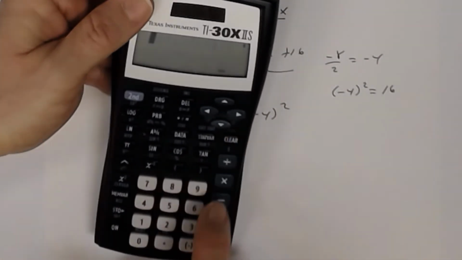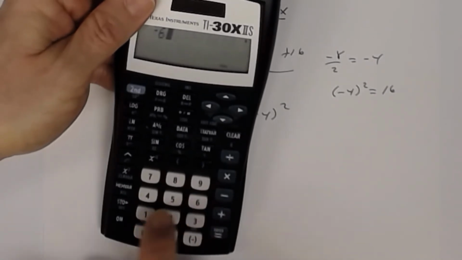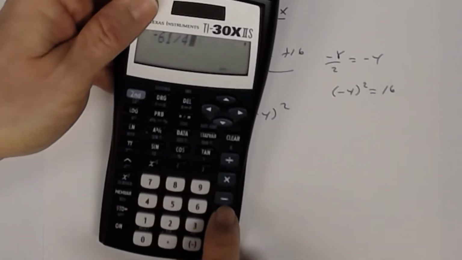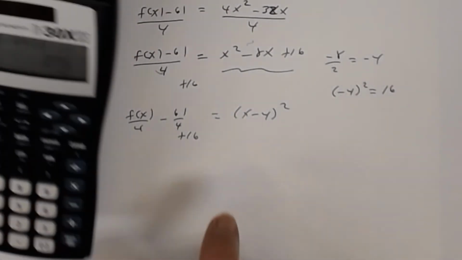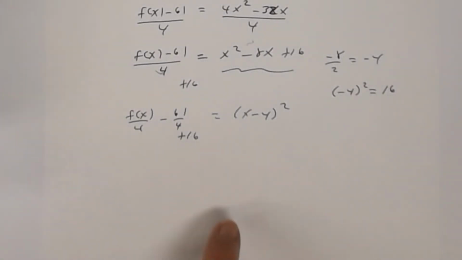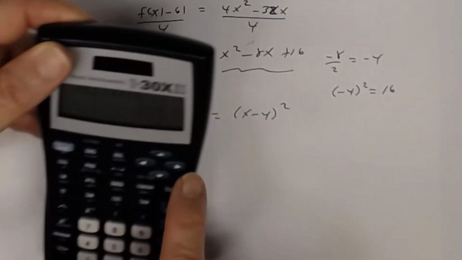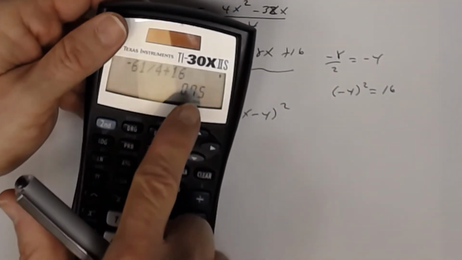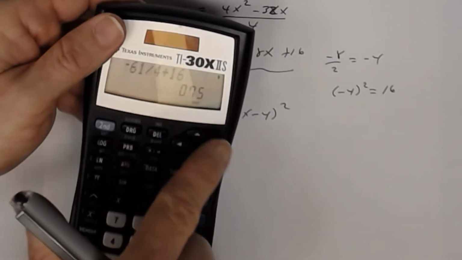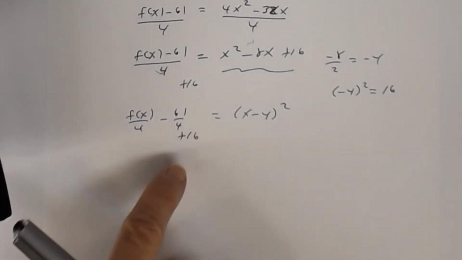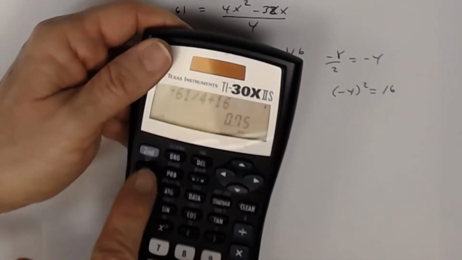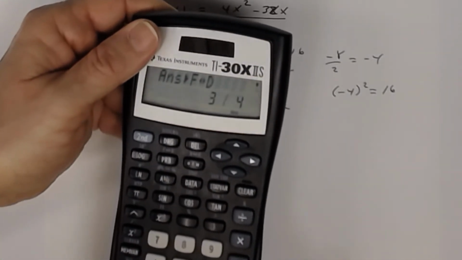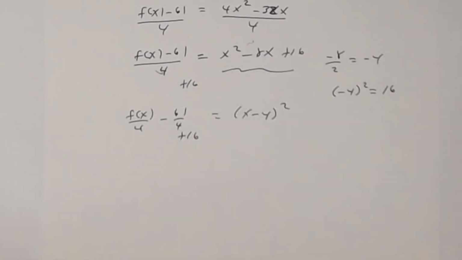So again, negative 61 divided by 4 plus 16 equals, oops, let me do that again. Negative 61, yeah, that's right. Okay, so we get this. All right, now most of you know that this is 3/4. So this is going to be 3/4 right here. If you don't remember that that's 3/4, then just press second PRB, and then press equal, and you get 3/4.